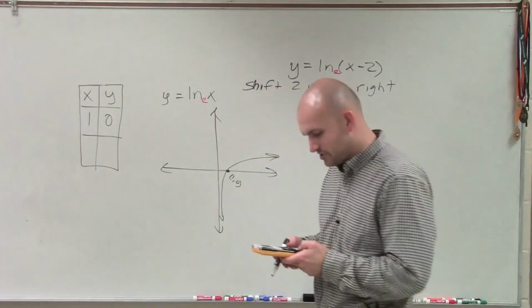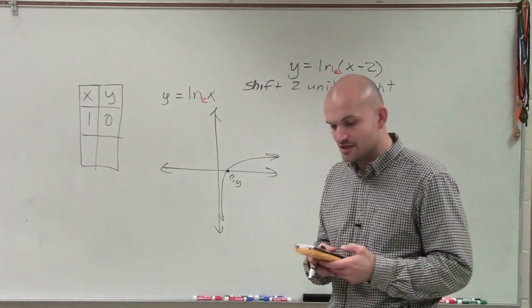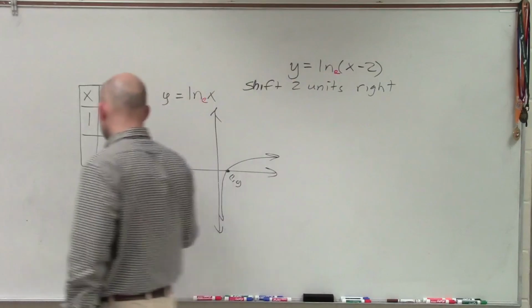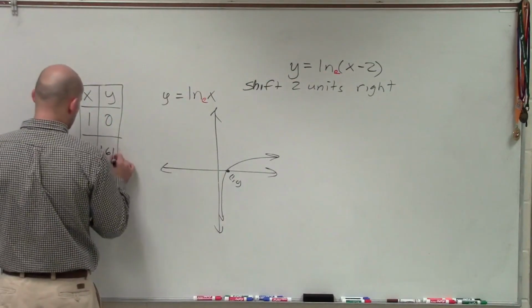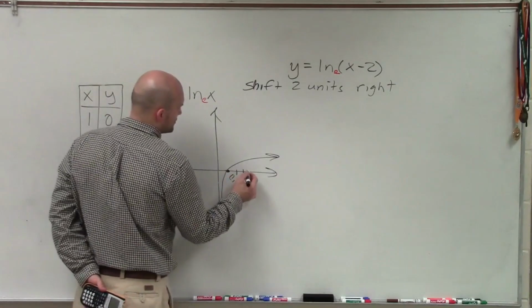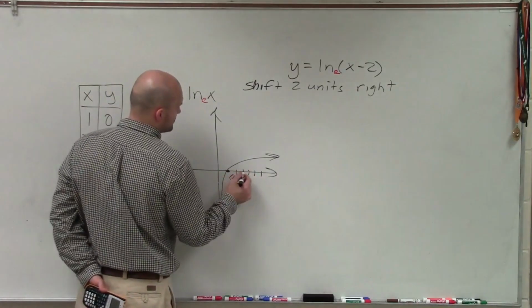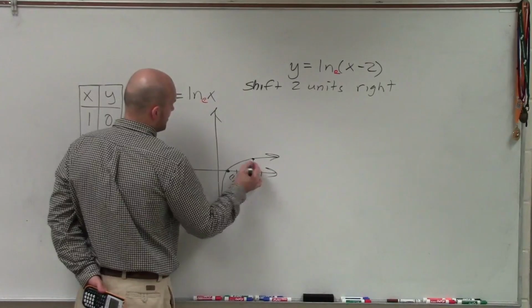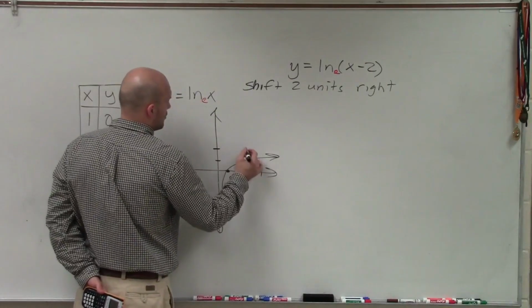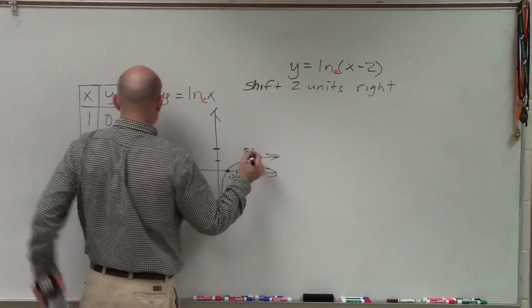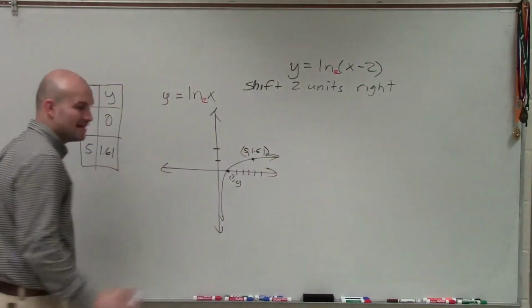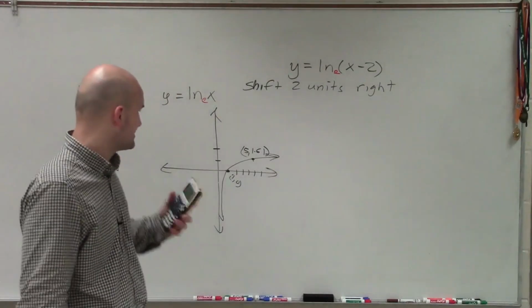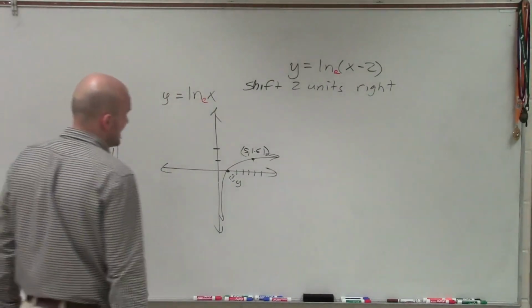Now let's do ln of 5. This is going to be an irrational number. So I'm just going to approximate it to the tenth, so 1.61. So over at 5, 1, 2, 3, 4, 5, I'm going to be up at (5, 1.61). Again, that's an approximation because it's irrational, not that exact point.